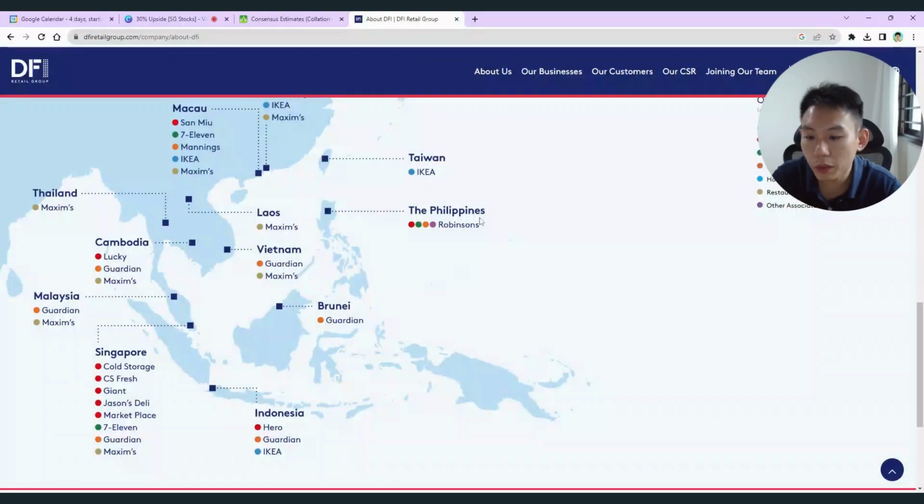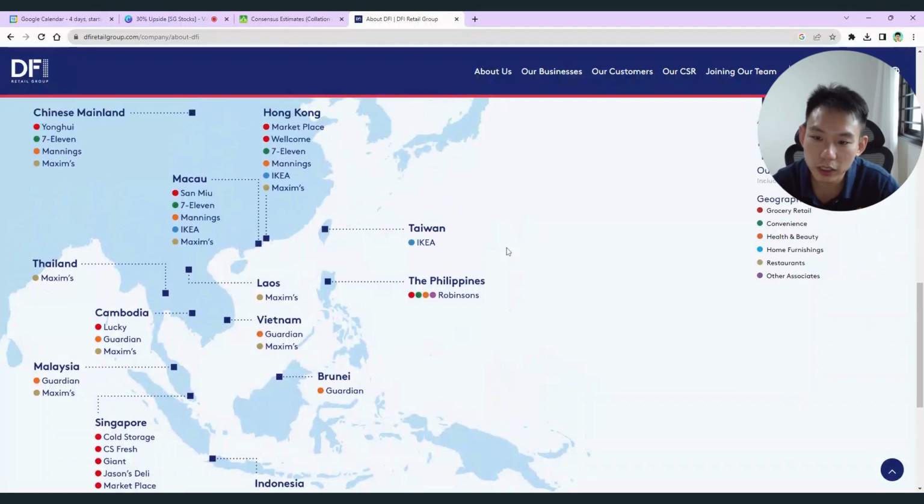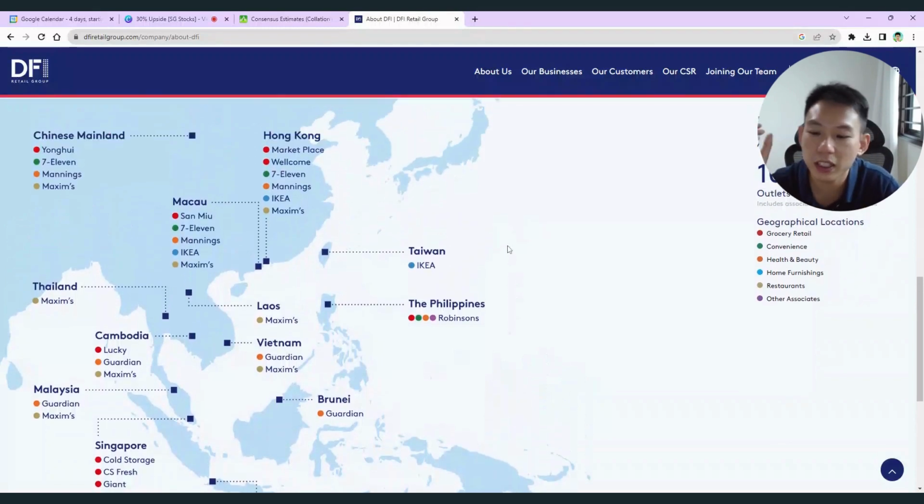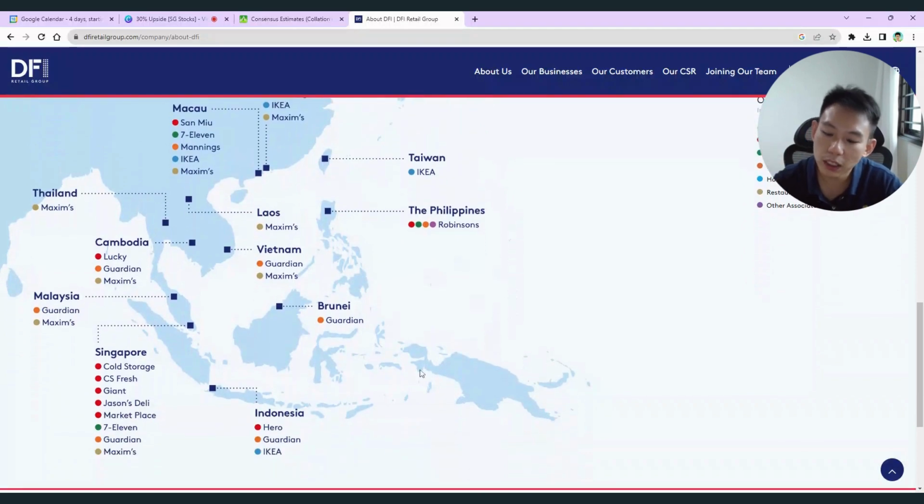Okay, the next stock on our list is Dairy Farm International Retail Group. Based on this website, you can see that they are present in the Asia region, coming from Hong Kong, Macau, Singapore, Indonesia, and more. They have a lot of retail outlets or brands that we are familiar with, such as IKEA, Guardian, Cold Storage, and 7-Eleven in Singapore itself.